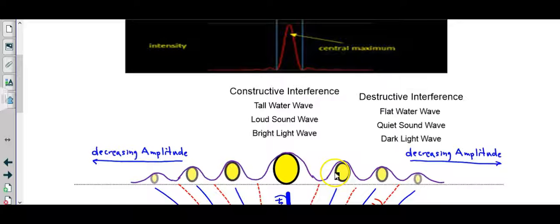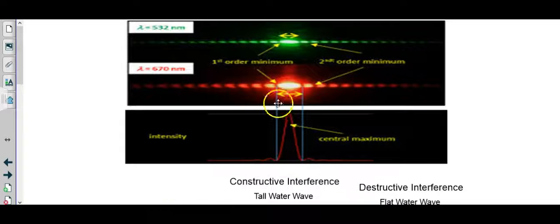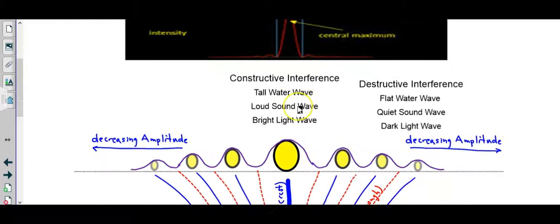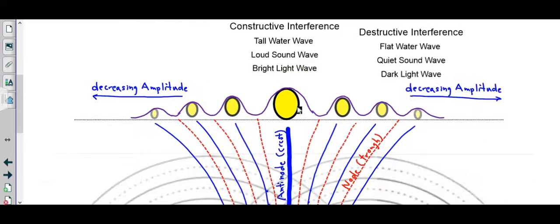So the central maximum has the greatest amplitude. For water, its height. For sound, its volume. And for light, its brightness. And as you move to the right and to the left, you have these spaces of nothing. That's the cancellations. And then you have diminishing amplitudes as you move away from right and left of the center line. This was a very complex topic.